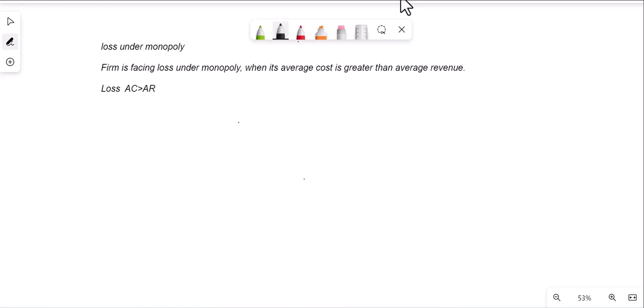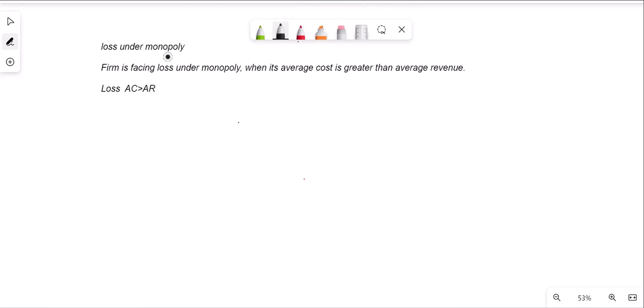In our today lecture, we will be discussing when a monopoly firm is facing losses. Basically, it is a very rare or extreme condition when a monopoly firm is facing losses, because he has 100% share in the market and he has market power in terms of prices. He can set the prices according to his own choice. So there will be very rare chances that in case of imperfect competition or monopoly, a firm is facing losses.